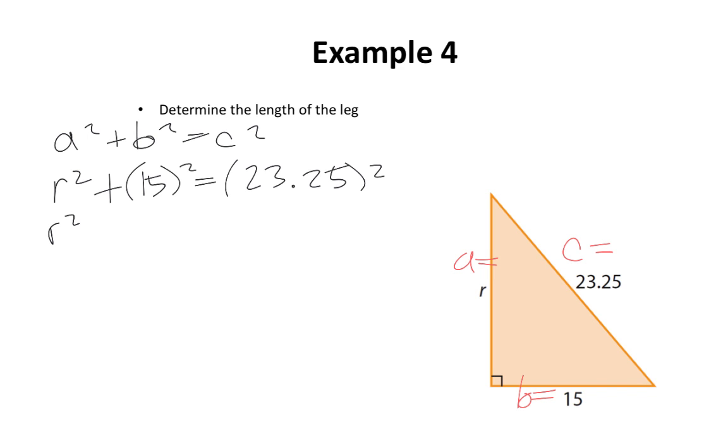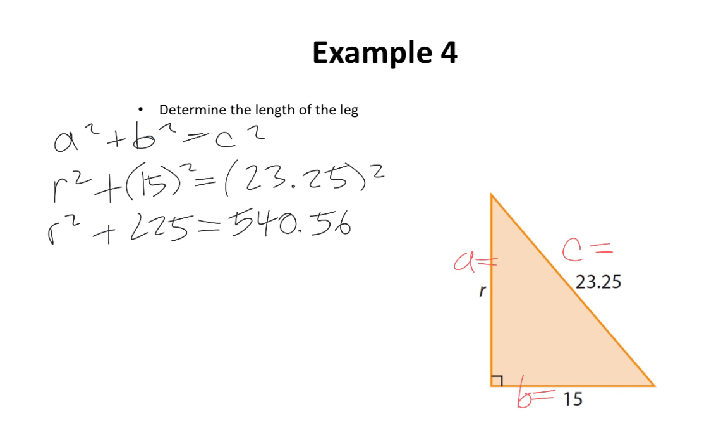So the r squared stays exactly the same. 15 squared is 15 times 15, which is 225. And 23.25 squared is approximately 540.56. You can put a couple more decimal places if you want. I'm only going to be using 2. You're going to need to use a calculator to do that, by the way.